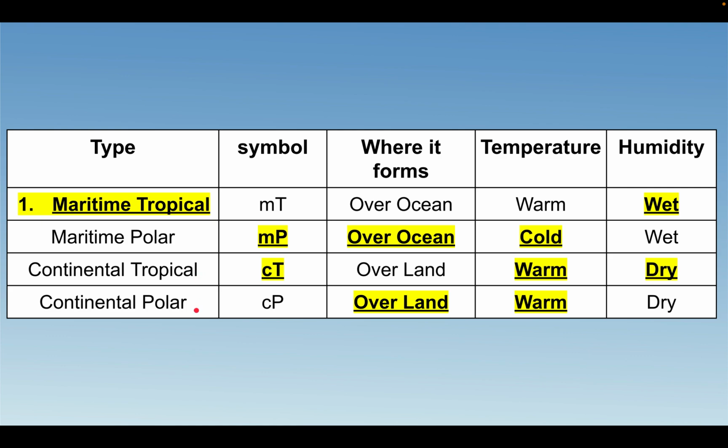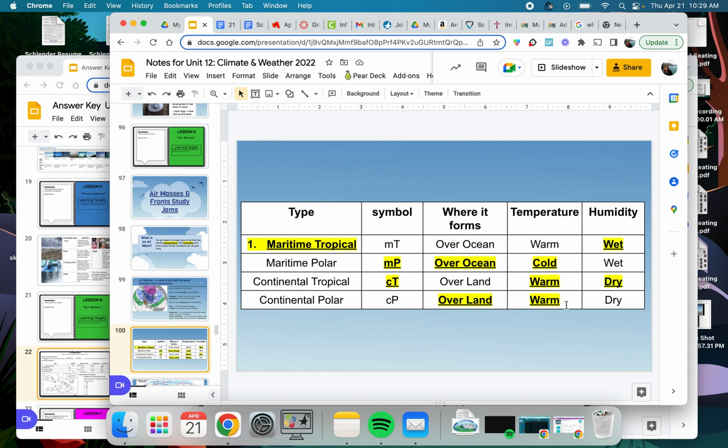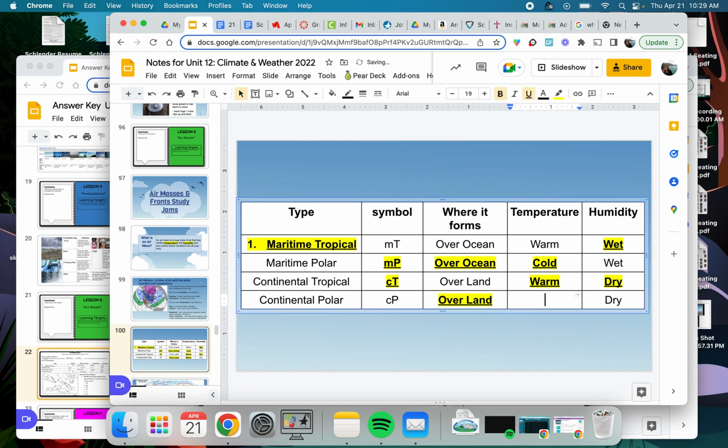Our last one we're going to talk about is continental polar. Continental polar, the symbol is cP. And because it's continental, it forms over land. The temperature for continental polar is, whoa, why did I say warm? I meant to say cold. I need to edit that. My bad. Good thing I caught that mistake.